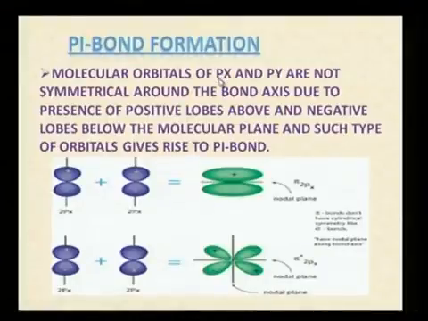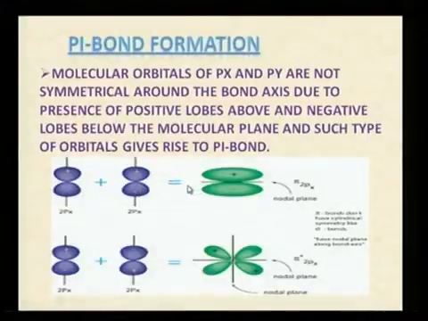Molecular orbitals of px and py are not symmetrical around the bond axis due to the presence of positive lobes above and negative lobes below the molecular plane, and such orbitals give rise to a pi bond. Here, for example, the 2px orbital is taken as a pi molecular orbital. Two 2px orbitals undergo side by side overlapping and result in the formation of a pi molecular orbital.